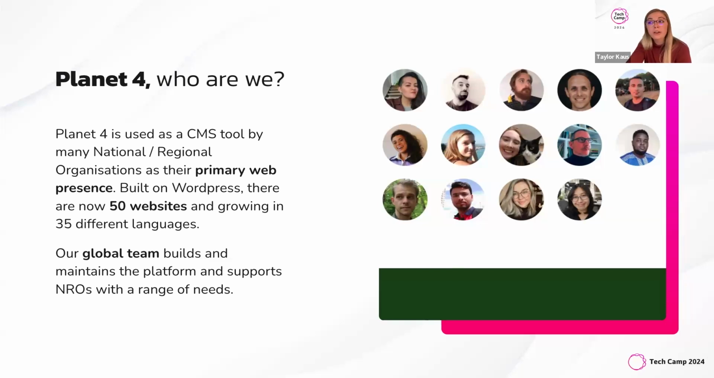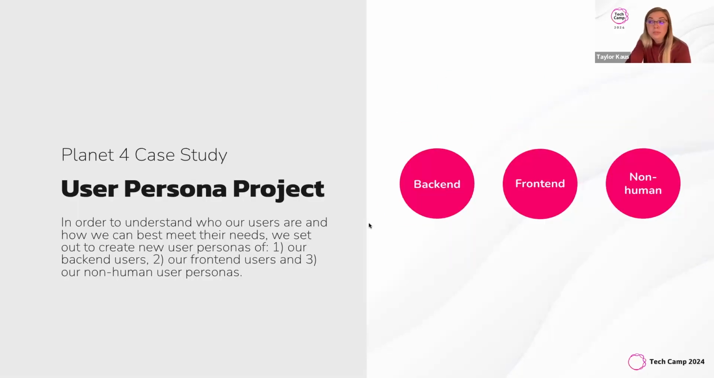This is a snapshot of our team. We are a global team that builds and maintains the platform and supports NROs with a range of needs, and our team includes members in product design, data development, and community. So our team did a user persona project in order to understand who our users are and how we can best meet their needs. We set out to create new user personas of our backend users, our front-end users, and our non-human user personas.